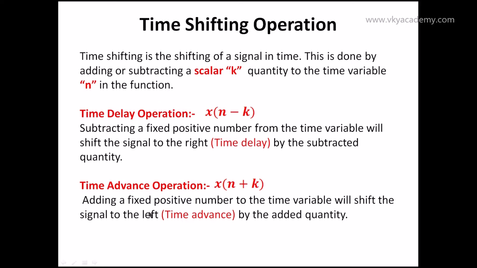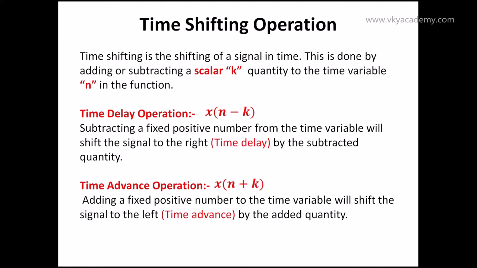In the same way, adding a fixed positive number to the time variable will shift the signal to the left by the added quantity. Once again, the added quantity is k, so the signal will move left. Now when a signal moves left, we can say the axis is moving right, or the axis advances to the signal. That is why this operation is called the time advance operation.